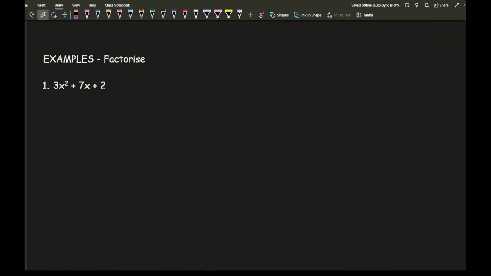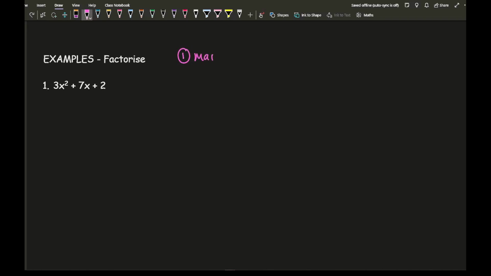Now once you feel comfortable with the method, then feel free to pause the video, have an attempt at the question on the screen, then unpause to see if you get the same answer. So looking at question 1, it says we need to factorise 3x squared plus 7x plus 2. So for this, what we need to do first is to find the magic number.